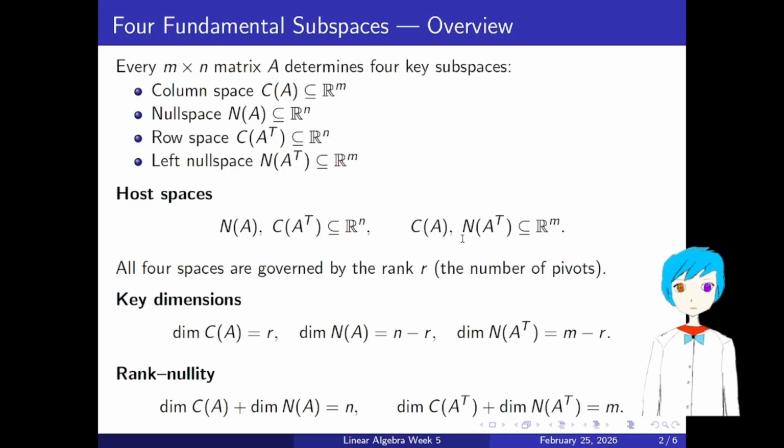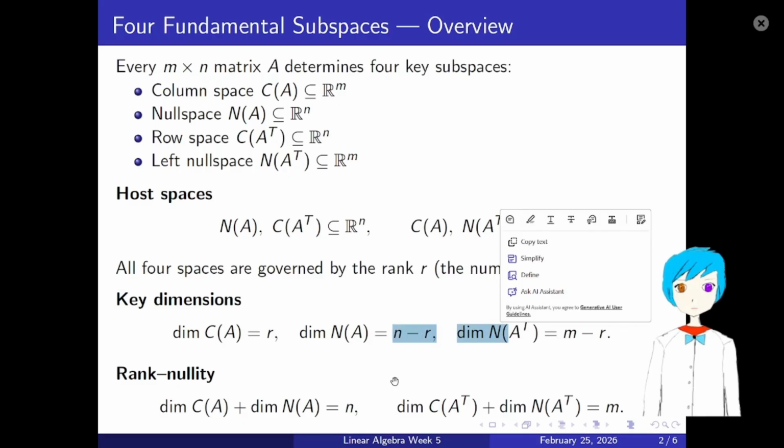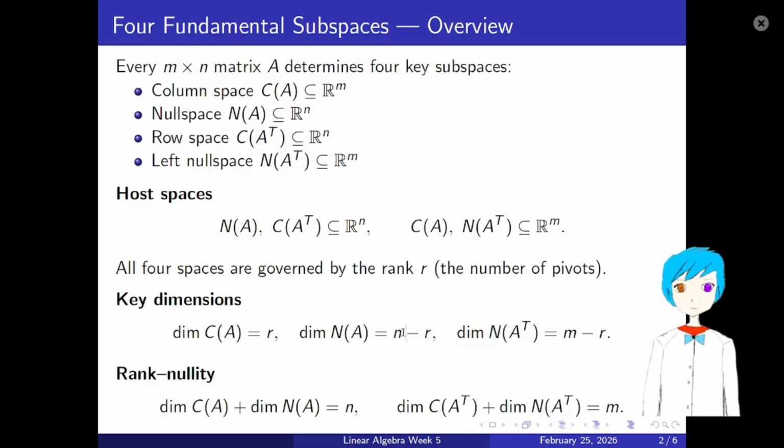All 4 subspaces are governed by the rank R, the number of pivots. So the dimension of the column space and row space is R, while the dimension for the null space is n minus R, and the dimension for the left null space is m minus R. The dimension of the column space plus the dimension of the null space is n, while the dimension of the row space plus the dimension of the left null space is m. So those are the key properties of the 4 subspaces.